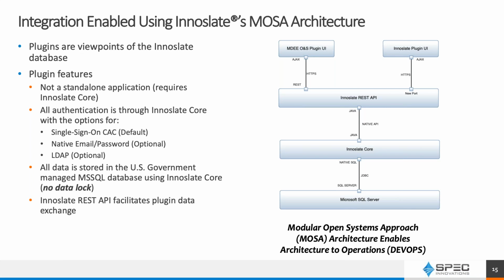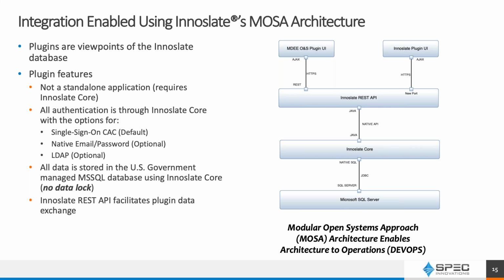And all authentication is through Innoslate core, with the options for single sign-on, such as CAC authentication, native email or password, and LDAP, which is another form of authentication as part of security measures to ensure that your data is secure. And then all data is stored in the U.S. government managed MSSQL database using the Innoslate core, and there is no data lock.